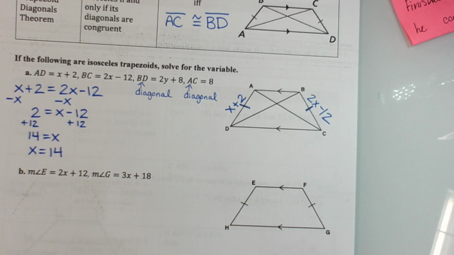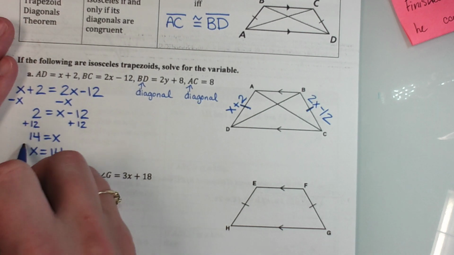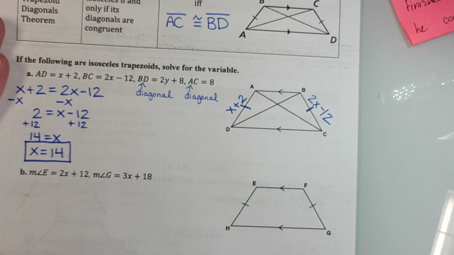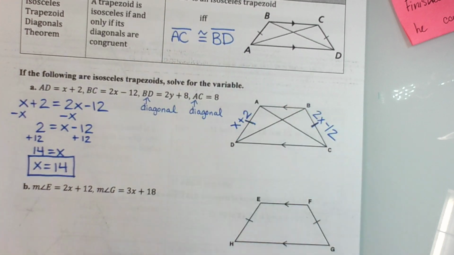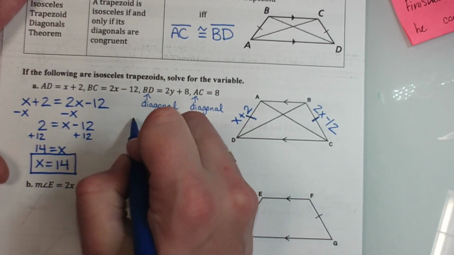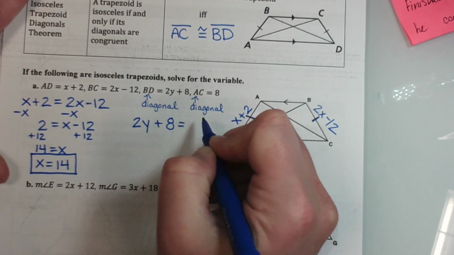Is that what it's looking for me to solve for? What do the instructions say? Solve for the variables. Is x a variable? Yes. Is it the only variable? No. So I'm not quite done, but that is one of the things it's looking for. I also want to solve for y, because y is also a variable here. Now y is sitting in a diagonal. So now, what do we know about the diagonals of an isosceles trapezoid? The diagonals are also congruent. So 2y plus 8 is equal to 8.